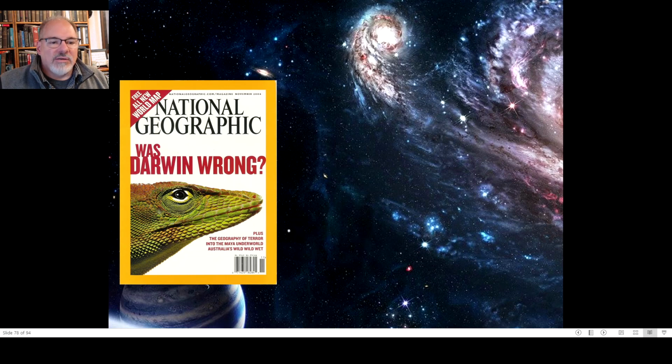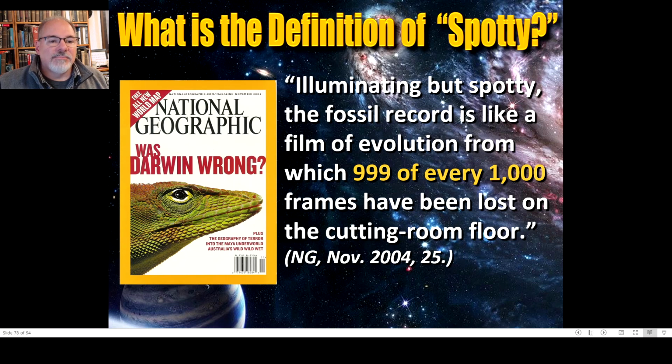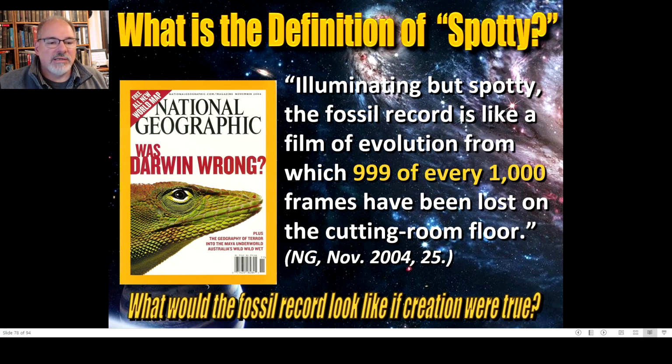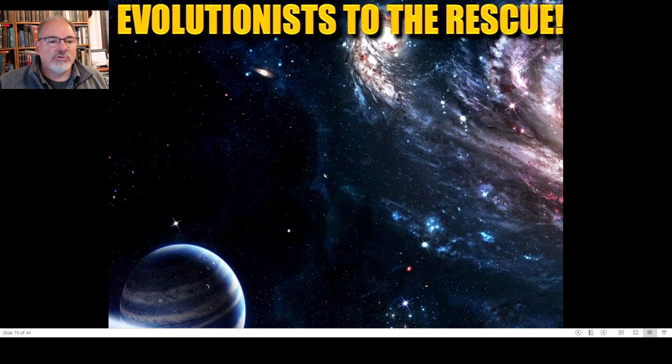National Geographic, they came out with this, Is Darwin Wrong, in 2004. They have a quote in there: illuminating but spotty, the fossil record is like a film of evolution from which 999 of every 1,000 frames have been lost on the cutting room floor. No connection. And this is the definition of spotty. I think it's more than spotty, right? What would the fossil record look like if creation were true?